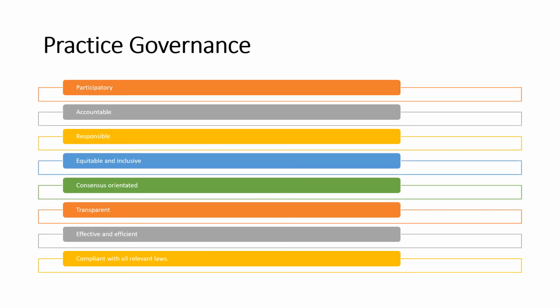Practice governance. The Australian Commission on Safety and Quality in Healthcare notes that good governance is participatory, accountable, responsible, equitable and inclusive, consensus-orientated, transparent, effective and efficient, and compliant with all relevant laws. Good management and leadership foster a culture that is based on mutual respect. When you have this, the entire team will be supported to achieve excellence in all areas of the practice and participate in just and open discussions on how the practice can improve.